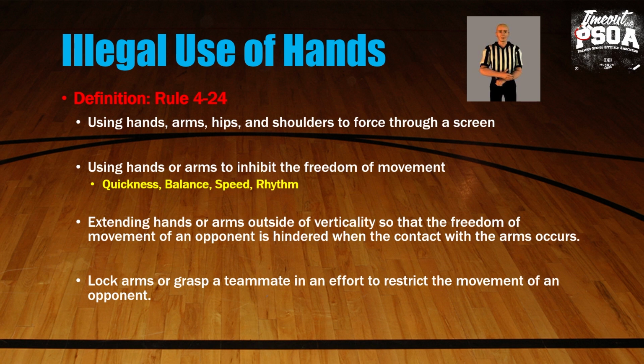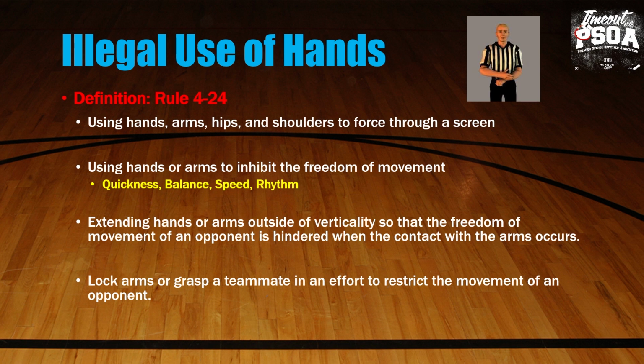Using hands or arms to inhibit the freedom of movement of a cutter, a shooter, or a ball handler, their quickness, balance, speed, rhythm. If I use my hand to turn the shooter, boom, illegal use of hands. If I use my hands or arms to hit the forearm, boom, illegal use of hands. If I use my hands to slow down or change the direction of where that ball handler is trying to go, boom, illegal use of hands.